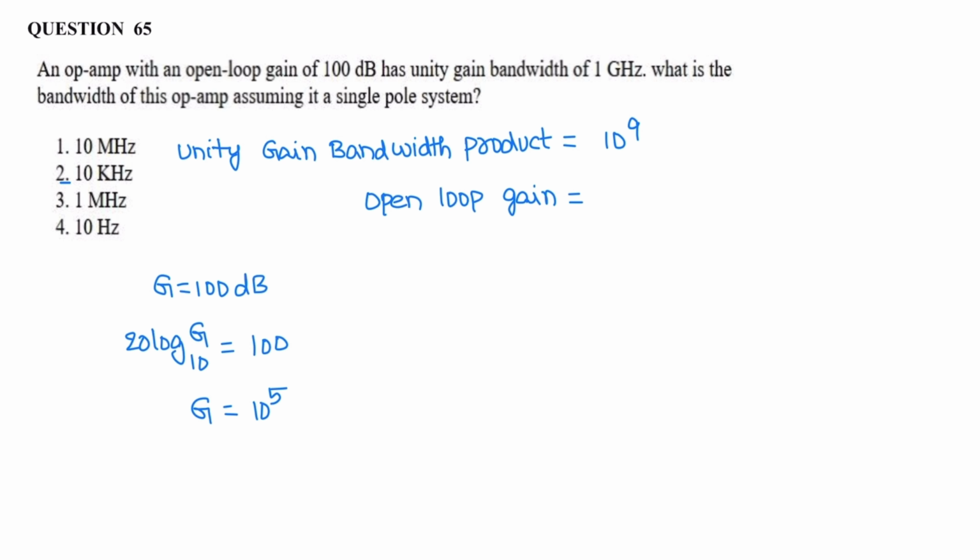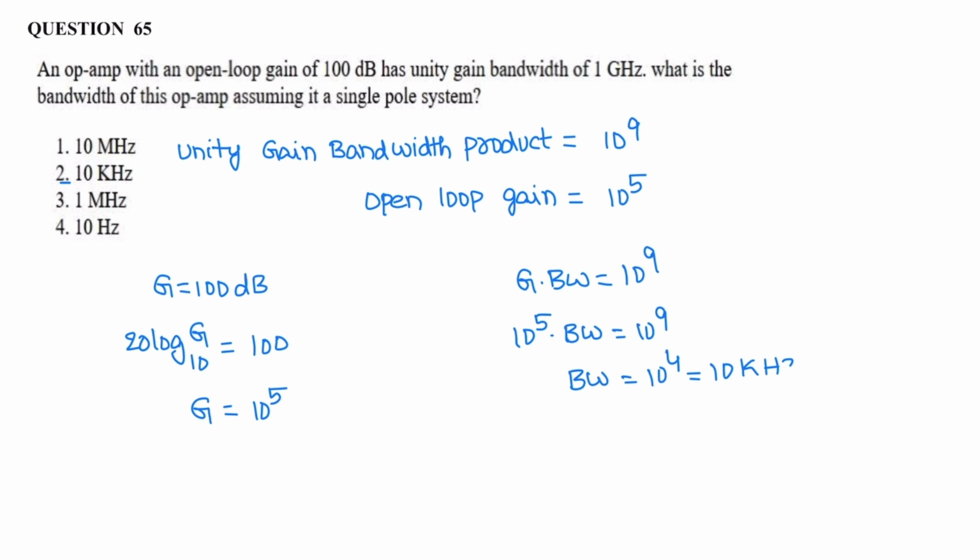Gain bandwidth product is, open loop gain is 10 power 5. Gain into bandwidth is 10 power 9. The gain value is 10 power 5. So from this, bandwidth is 10 power 4, that is 10 kilohertz. Correct answer is option 2.